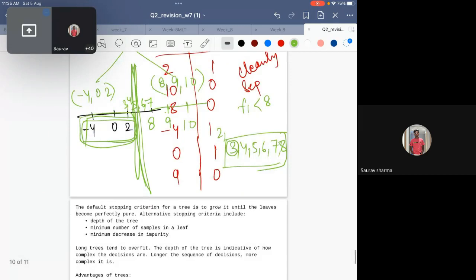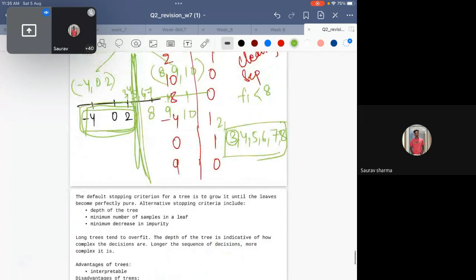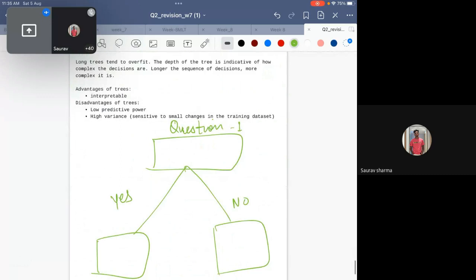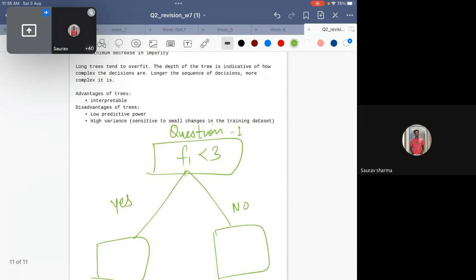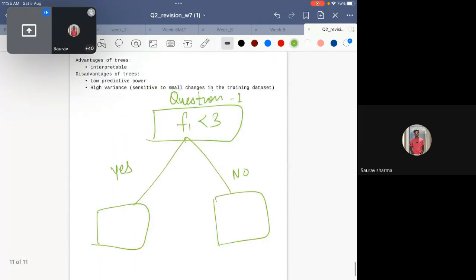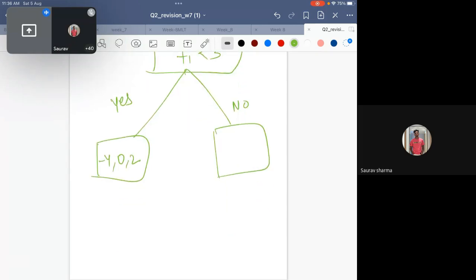And if this line f1 is less than, I told you, 3, then if I'm putting the first question itself, feature 1 is less than 3, is this separating all my data points? Yeah, correct. If I'm putting f1 less than 3: minus 4 is less than 3, right? Similarly, 0 is less than 3 and 2 is also less than 3. So minus 4, 0, 2 is coming on the left side, and you already know that this is a class 1. So it is splitting, and this is totally pure, right? Yes, I got the point.